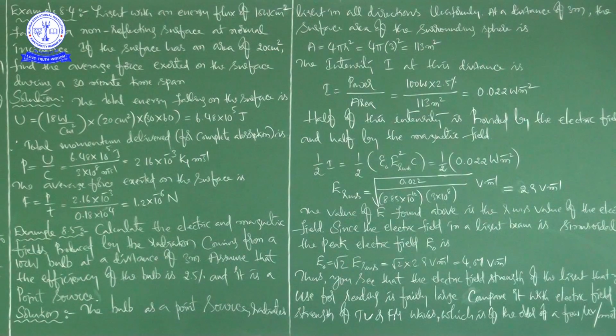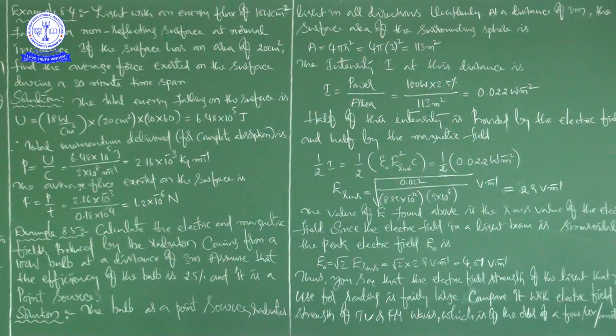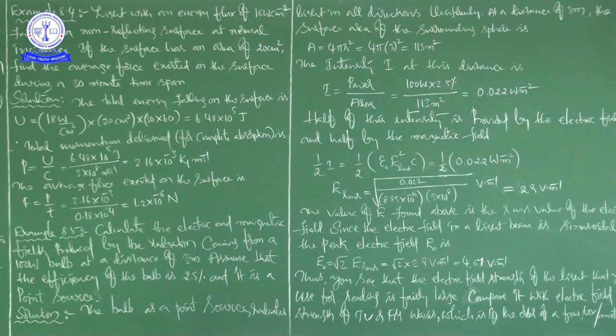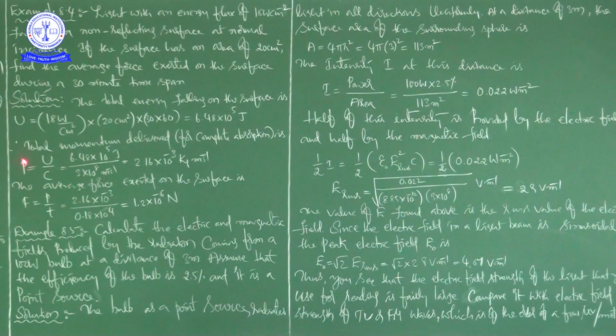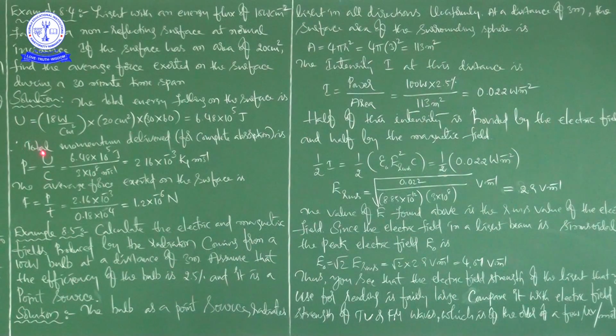In example 8.4, he has given energy flux, surface area and time, asking to find the average force exerted. The formula is F is equal to P by T, but first we have to calculate P, that is equal to U by C, so we have to calculate U. After calculating U, you can calculate the total momentum delivered, and after that the average force exerted on the surface, that is F is equal to 1.2 into 10 to the power of minus 6 newtons.